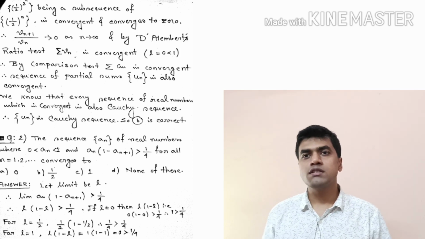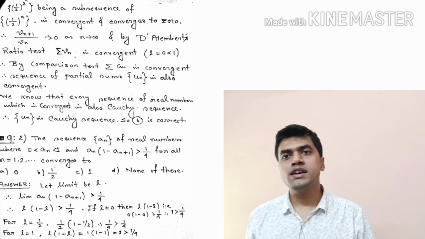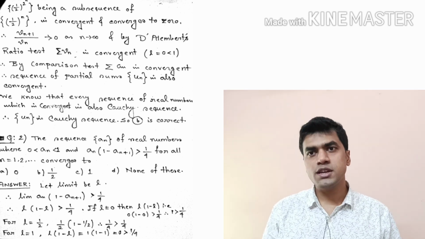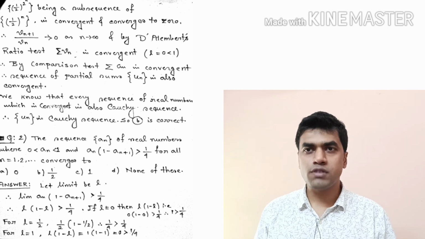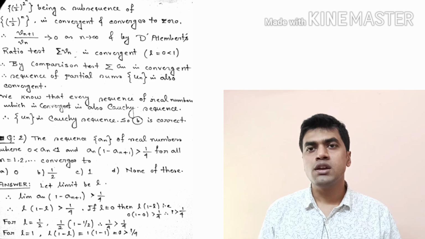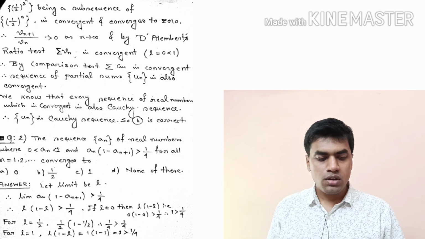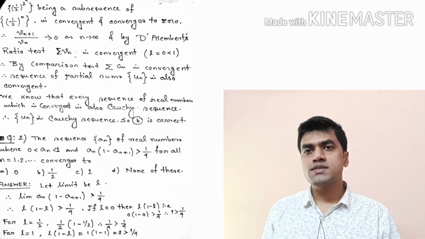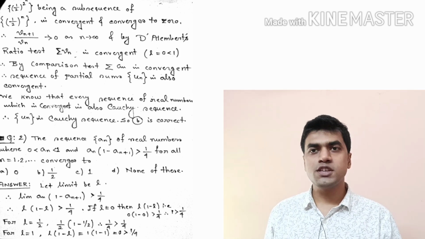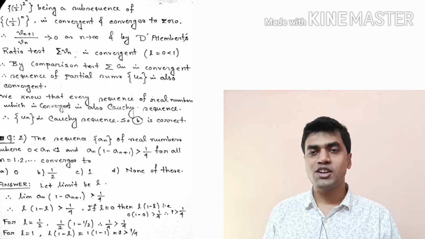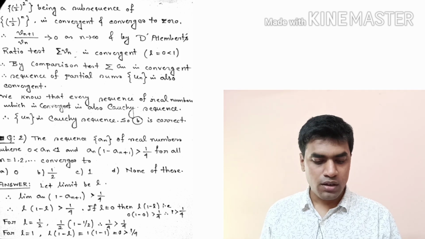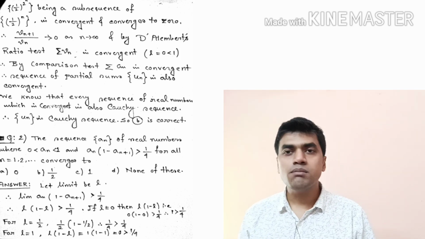In the previous video, I have discussed the concept of Cauchy sequence and convergent sequence and the relationships between them. So the sequence Un must be a Cauchy sequence, so we can say that option B is correct. Now we start question number 2.